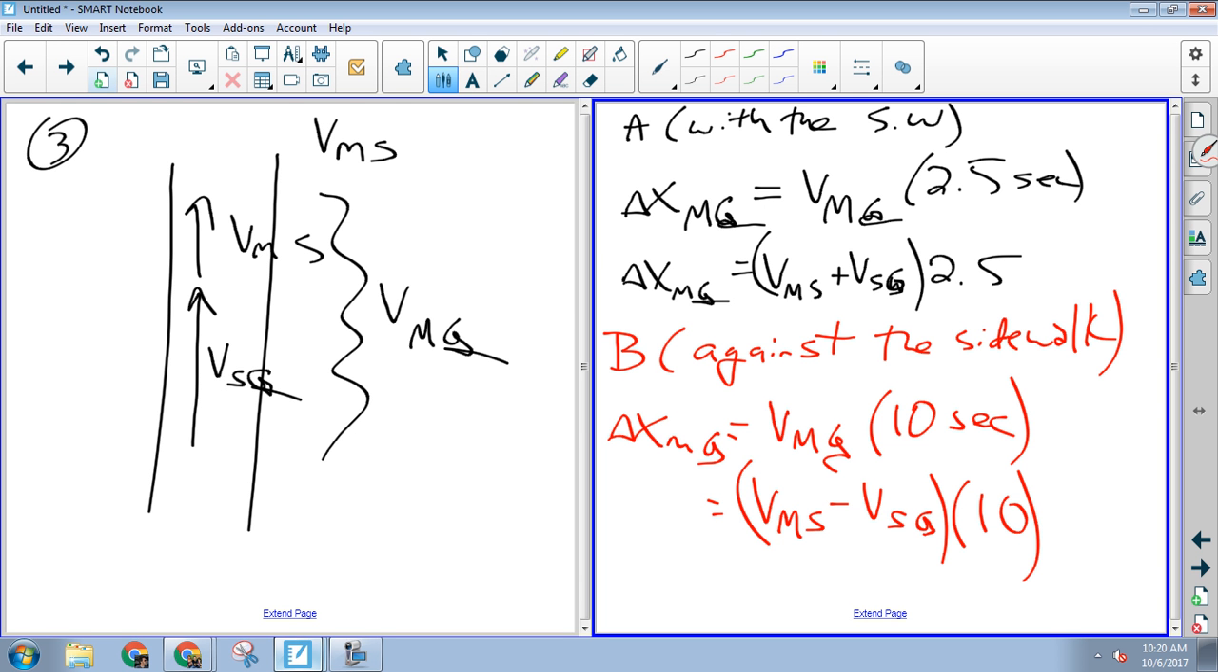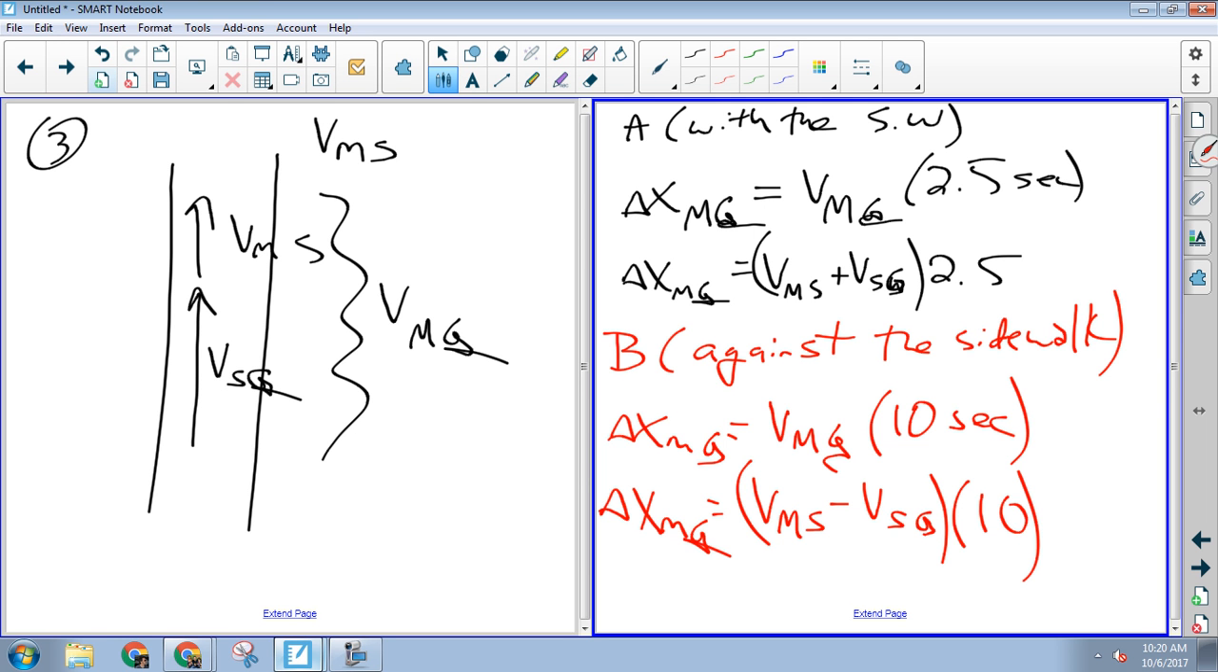So the velocity of the man relative to the sidewalk has got to be bigger than the velocity of the sidewalk relative to the ground. Follow? Yes. Mathematically, this is just, okay, so good? All right, now this is all equal to the displacement of the man relative to the ground.